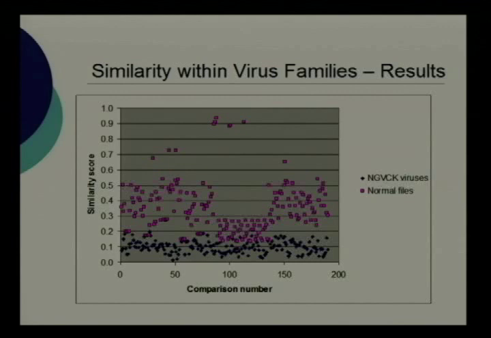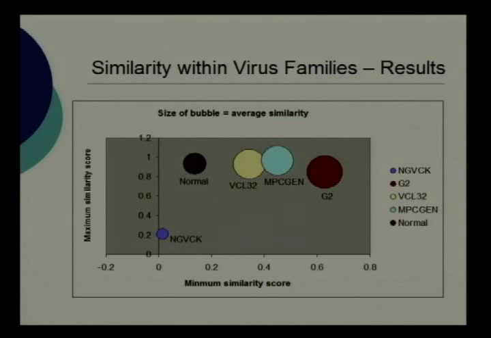How about the other generators? Here we use a bubble graph to represent the outcome. We plot the minimum similarity score that we obtain from among all the comparisons along the x-axis. Maximum score is along the y-axis. And the bubble size represents the average similarity score of that particular generator. So if a generator is effective, meaning that the variants it generates do actually look different, we would expect to see a bubble that is very small and very close to the origin, because the minimum, maximum, and average should be small for effective metamorphism.